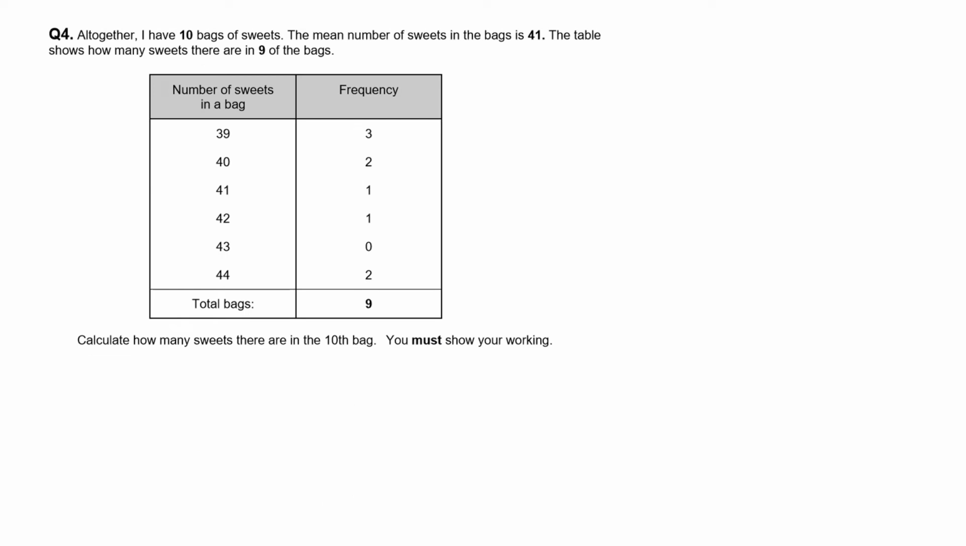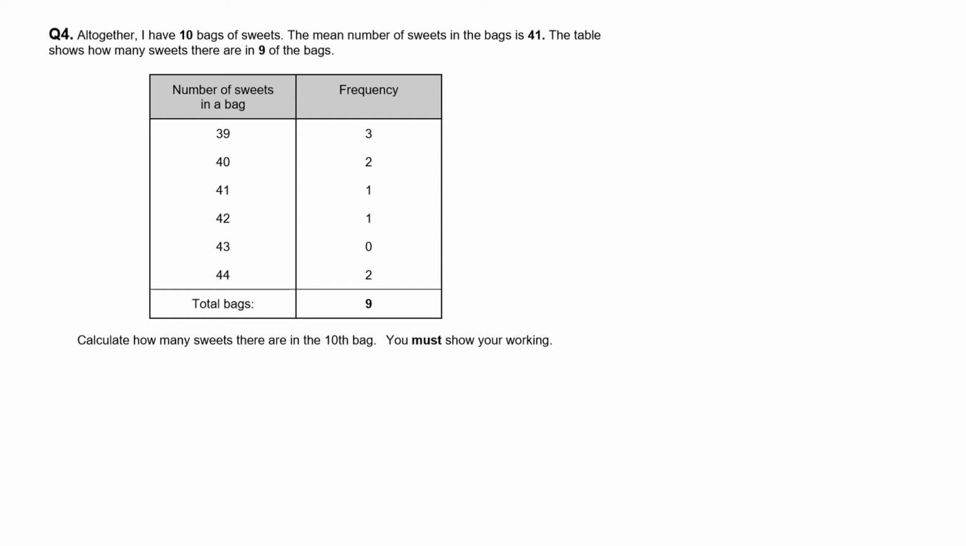Okay, so question 4 is quite similar to question 3. It says that altogether we've got 10 bags of sweets and the mean number of sweets in the bag is 41. And the table shows how many sweets there are in 9 of those bags. Now calculate how many sweets there are in the 10th bag.